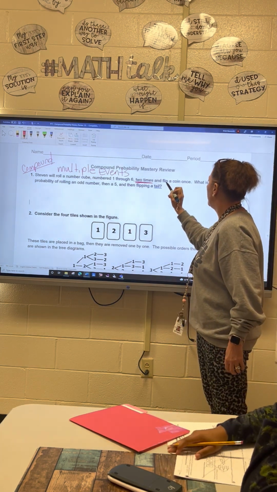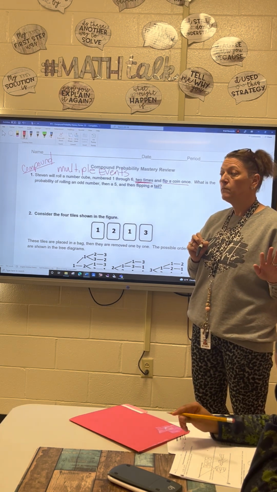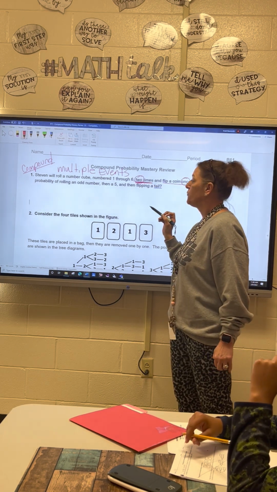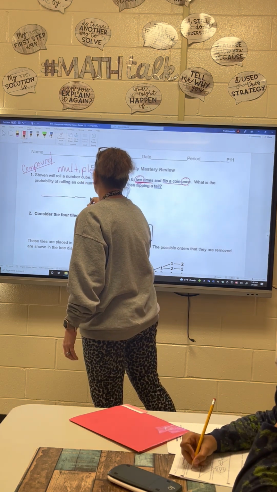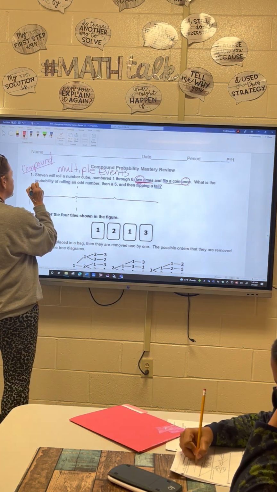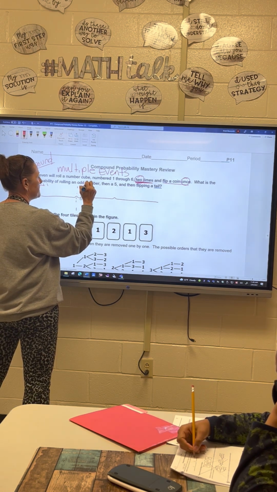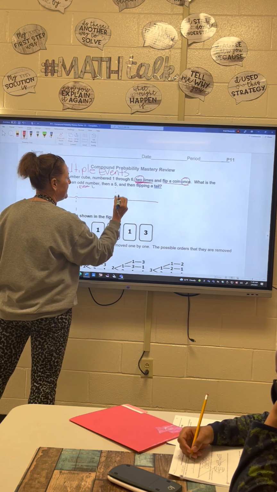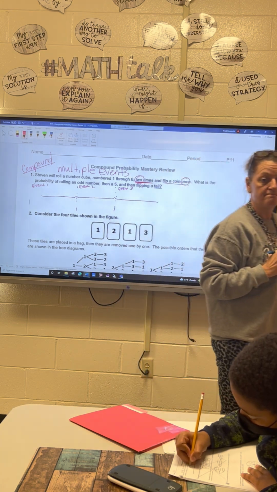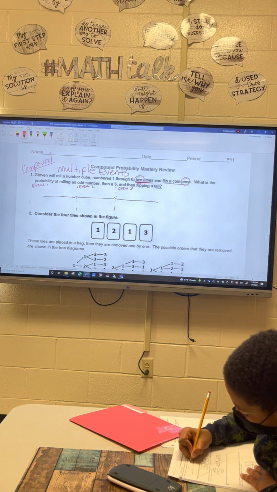And I'm going to flip a coin once. So how many things am I doing? I'm rolling a number cube 2 times and flipping a coin once. How many? 3. So what I want you to do is draw a 3-layer bridge map right there. Okay? This is event 1. This is event 2. And this is event 3. Okay? So, event 1, I'm rolling a number cube.